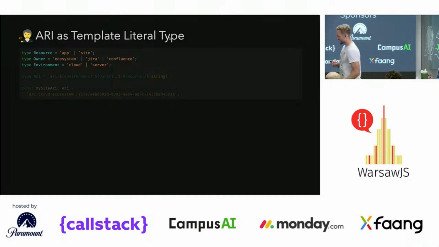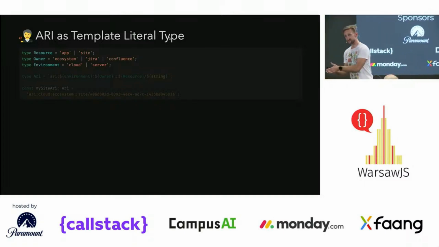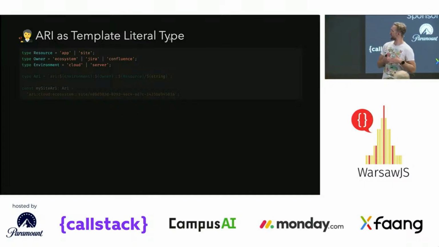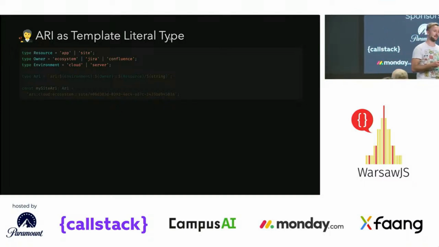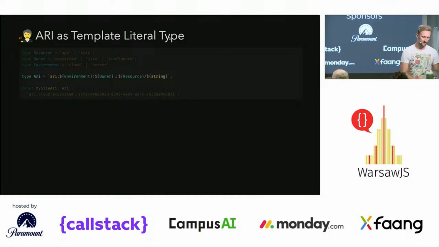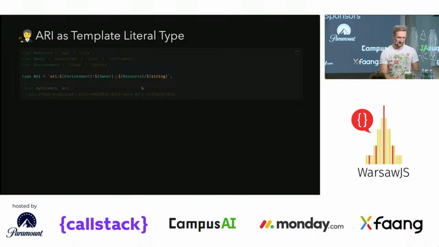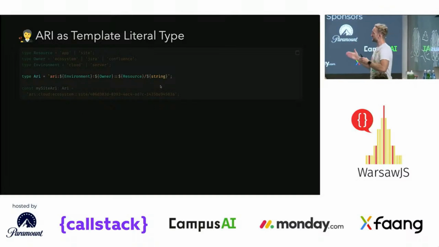And let's type this pattern in types, right? Resource, owner, environment, they are fixed sets of possibilities. If I create a template literal type for that, right? I can just write this pattern as a plain type.